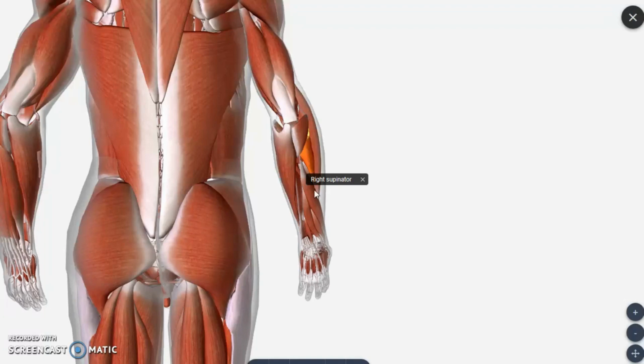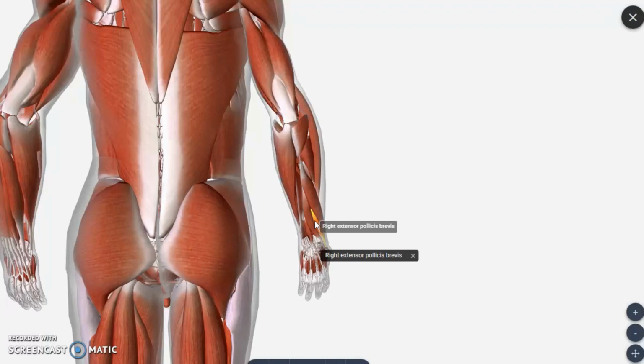And then below the supinator muscle we will have the abductor pollicis longus muscle, the muscle which is going to abduct the thumb. And then below that we will have another muscle, which we will call extensor pollicis brevis. Here you have to remember a mnemonic: brevis between two longus.